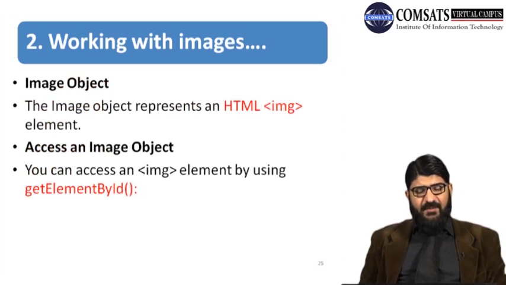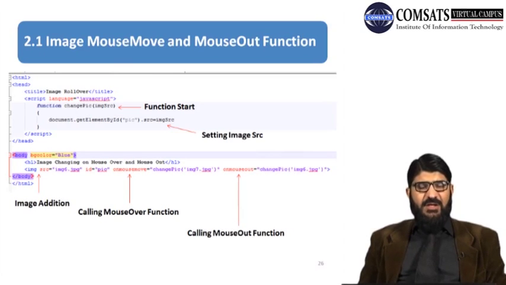Now the image object. The image object is basically represented with the HTML image element. And how do we access an image object? An image object can be accessed with an image tag by using the getElementById method. So let's see the code for the image mouse move and the image mouse out function.